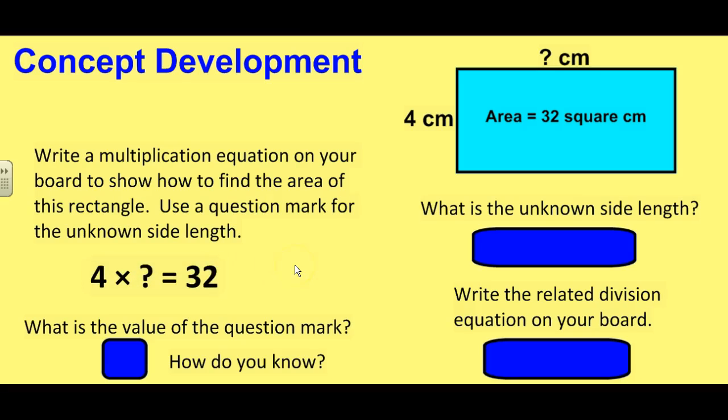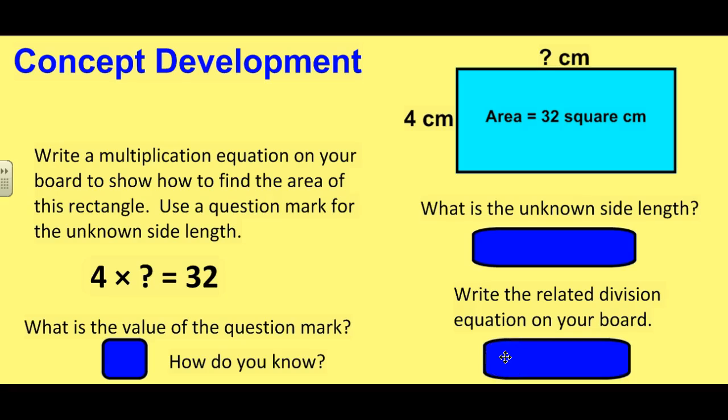Okay, so the multiplication equation is 4 times question mark equals 32 because we need to know what we multiply 4 by to get 32. Okay, this time whenever you write your related division equation, I want you to go ahead and put the answer for what this question mark is supposed to be. So whenever we're dividing 32 and 4, what is that equal to? What can you multiply 4 by to get 32?